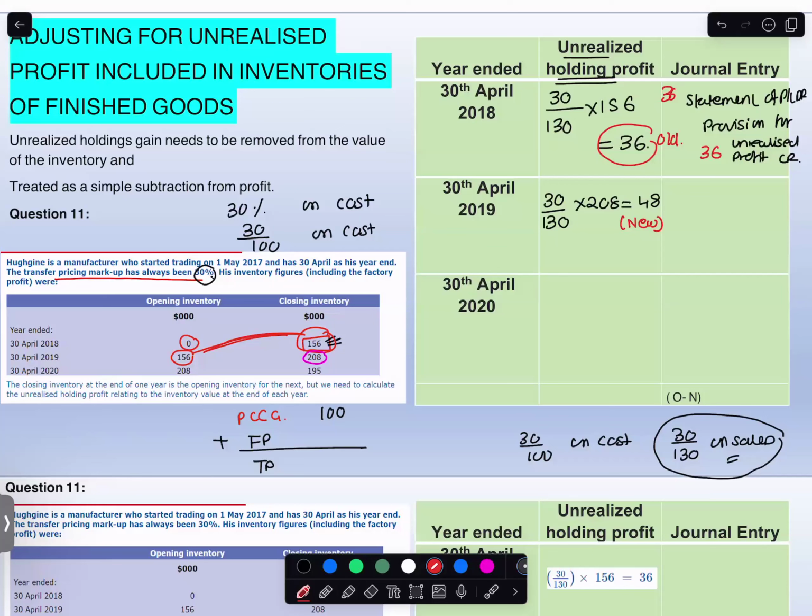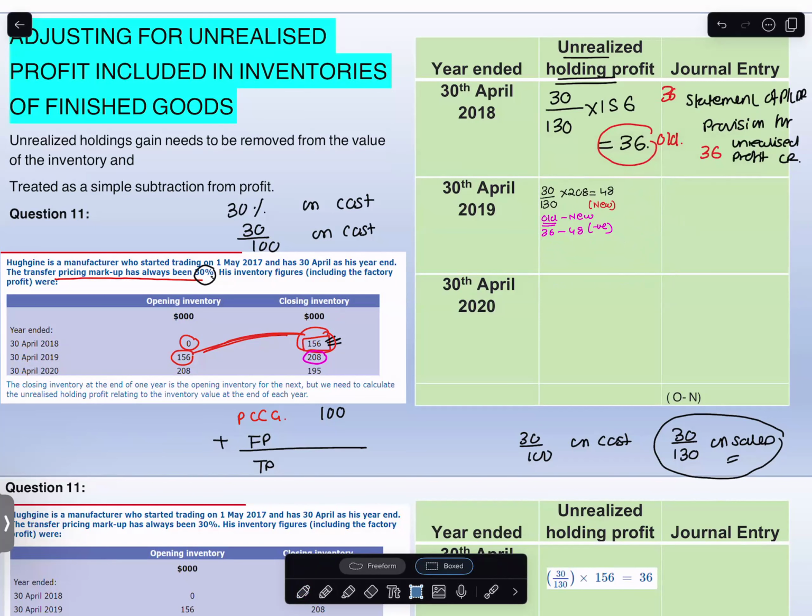But initially already 36 was there. So it increased. So I will do old minus new. Old unrealized profit was 36. New unrealized profit is 48. Old minus new is negative, it's 12. See, if old minus new is negative, that means what?